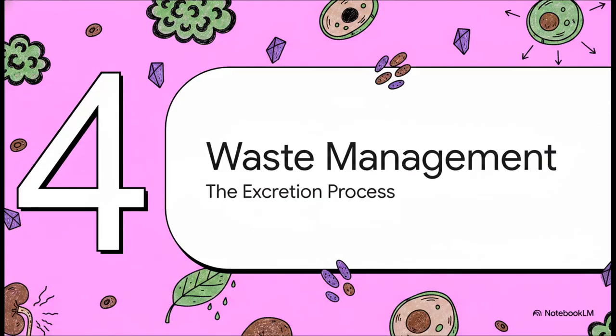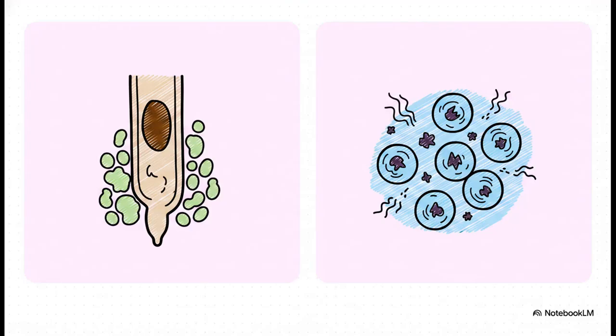All right, Section 4, Waste Management, specifically the excretion process. First things first, we need to clear up a massive, very common point of confusion. Egestion is simply the removal of undigested material. Think of dietary fiber passing through as feces. Excretion, however, is the targeted removal of toxic metabolic wastes produced by the cells themselves. We're talking things like carbon dioxide or urea. If these metabolic toxins are allowed to build up, the organism's healthy state simply crashes.